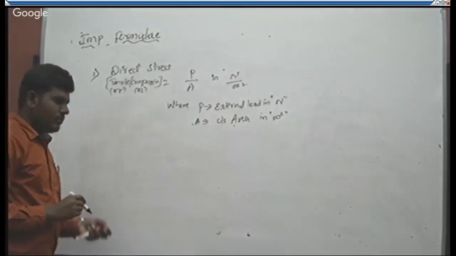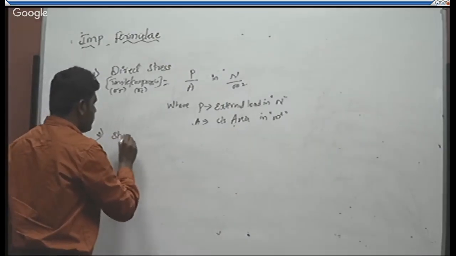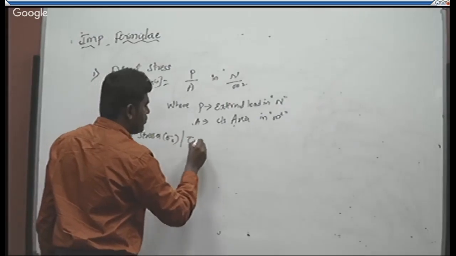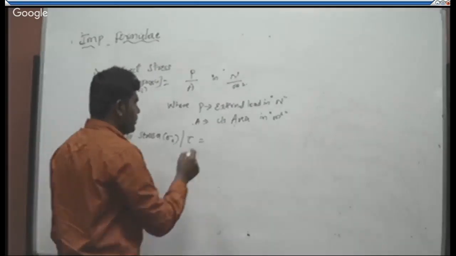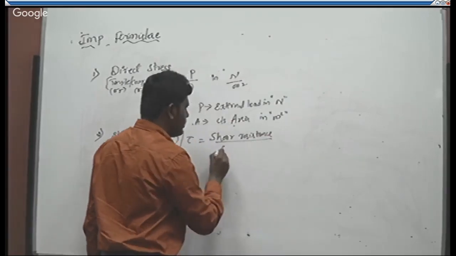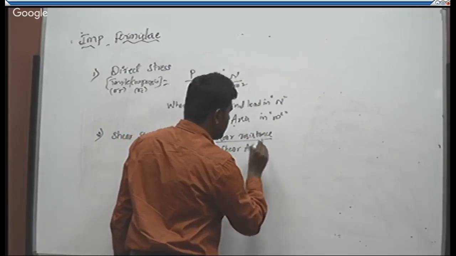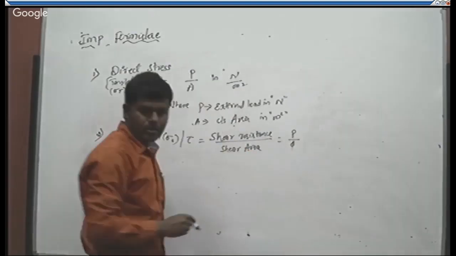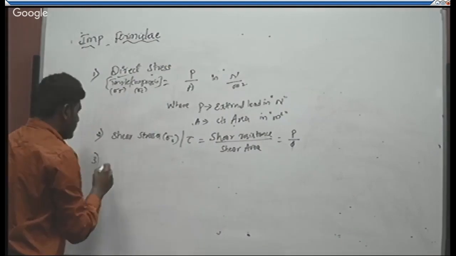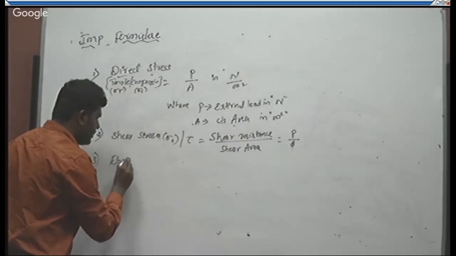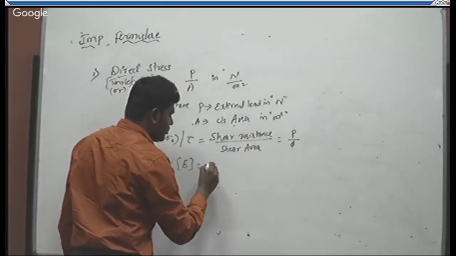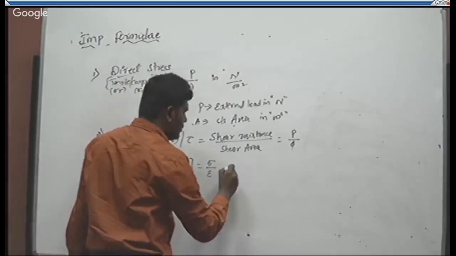The second one is the shear stresses. We write it as tau. Shear stress is denoted by shear resistance by shear area, so this is P by A. Next we have a proportionality constant, or modulus of the material, for direct stresses, that is the modulus of elasticity or elastic constant. According to Hooke's law, E is equal to stress by strain. This ratio is constant within the elastic limit.